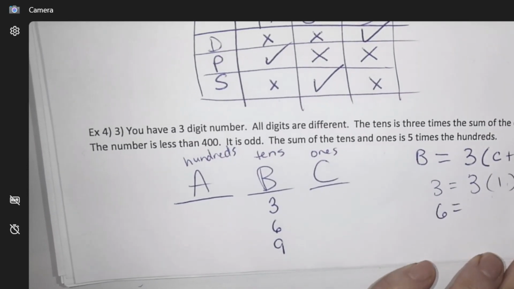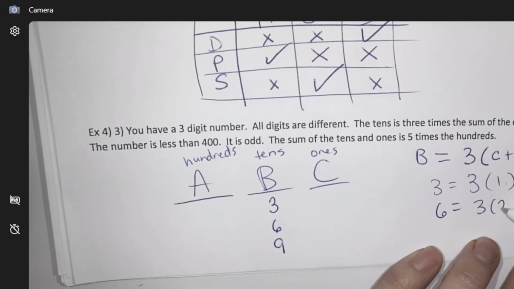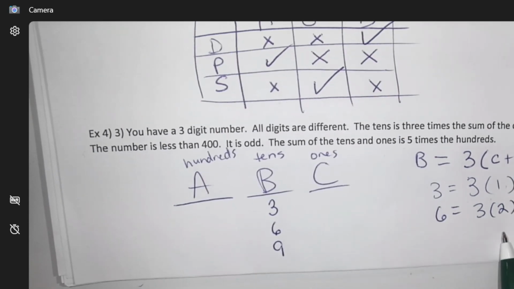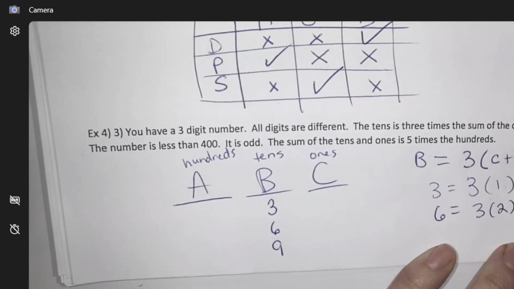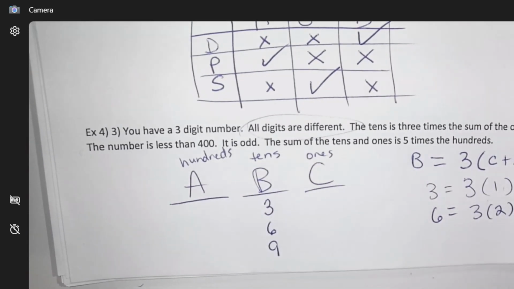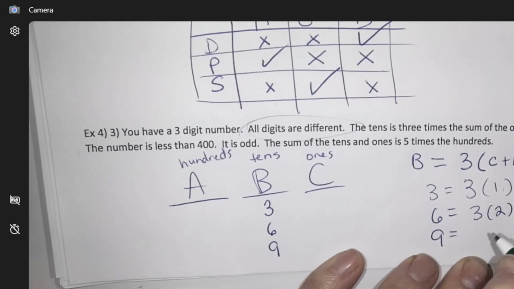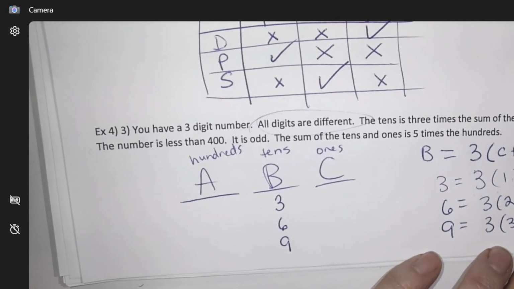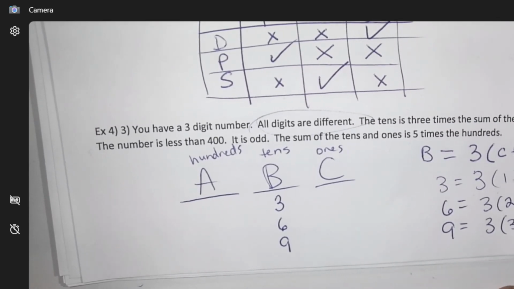Okay, if it was 6, 3 times 2 would be 6. What 2 items add to 2? You can only pick 0 and 2. Because you can't pick 1 and 1 to add to 2. Why can't I pick 1 and 1? Because they have to be different. And then if I wanted to pick 9, this would have to be 3 times 3. So how can I add to 3? 0 and 3 or 1 and 2?